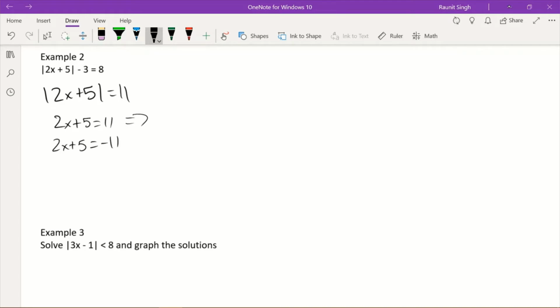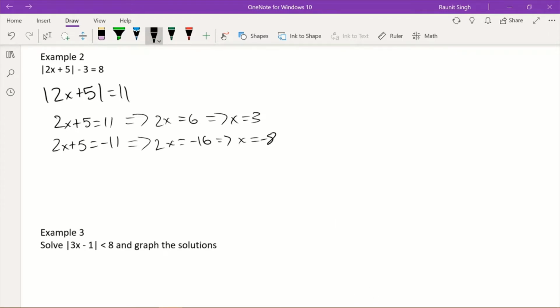For this one, we have 2x equals, what, 7? No, not 7, 6. So then x equals positive 3. And in this one, we have 2x equals negative 16, so then x equals negative 8.